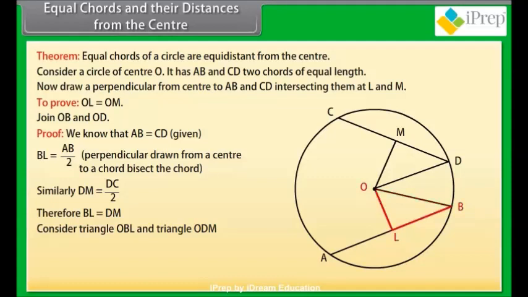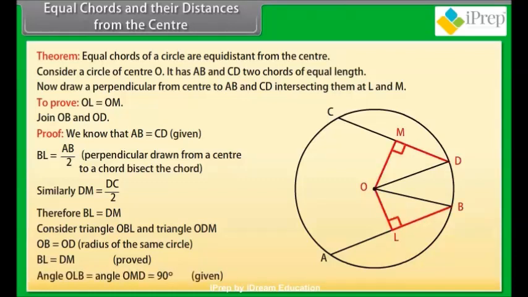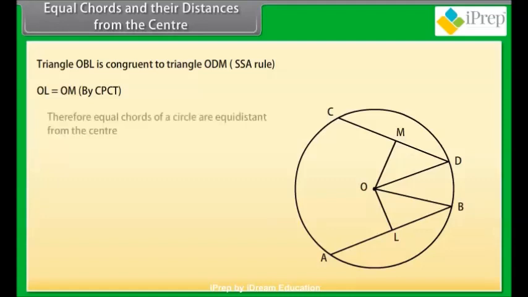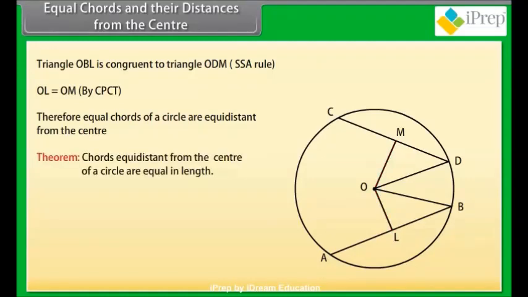Consider triangle OBL and triangle ODM. OB is equal to OD, radius of the same circle. BL is equal to DM, proved. Angle OLB is equal to angle OMD, which is equal to 90 degrees, given. Therefore, by RHS congruence rule, triangle OBL is congruent to triangle ODM. This implies that OL is equal to OM by CPCT. Therefore, equal chords of a circle are equidistant from the center. The converse of this theorem says that chords equidistant from the center of a circle are equal in length.